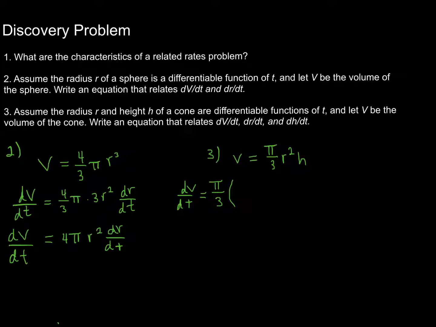So using the product rule, I'm going to first have r squared times the derivative of h with respect to t, so it'll be r squared dh/dt, plus, and now I have the derivative of r squared. Now this is a function of t itself, so it'll be the derivative of the outside, which will be 2r, times the derivative of r with respect to t, 2r dr/dt, times h.